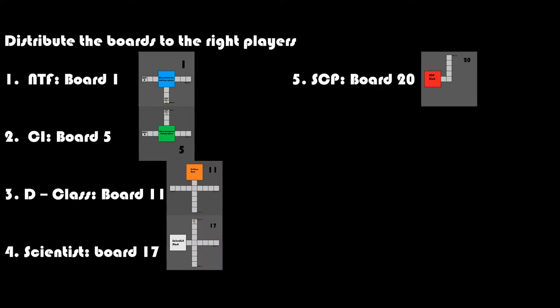Distribute the boards to the right players. The Nine-Tailed Fox will start on board 1. The Chaos Insurgent will start on board 5. The D-Class will start on board 11. The Scientist will start on board 17. And SCP will start on board 20.